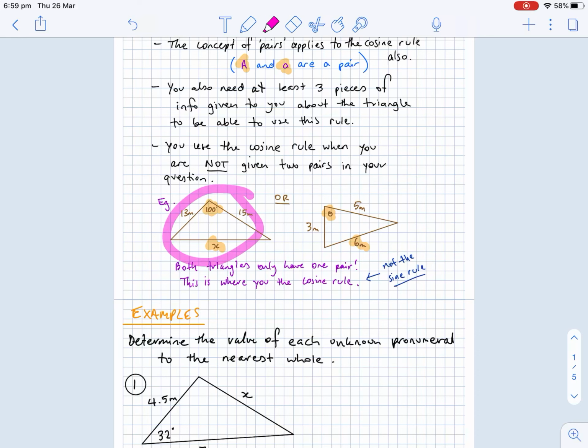So these are some situations in which you use the cosine rule. Notice you've got a full pair here, so that's 1 pair, but you don't have any of the other pairs. You do have this one, but you don't have its pair. You do have this one, but you don't have its pair. So you've only got 1 pair, and that's where you use the cosine rule. Over here, same thing. You've got 1 pair, but that's it. You don't have another pair, so you have to use the cosine rule. So 1 pair means cosine rule. It's really important you link those 2 ideas together.